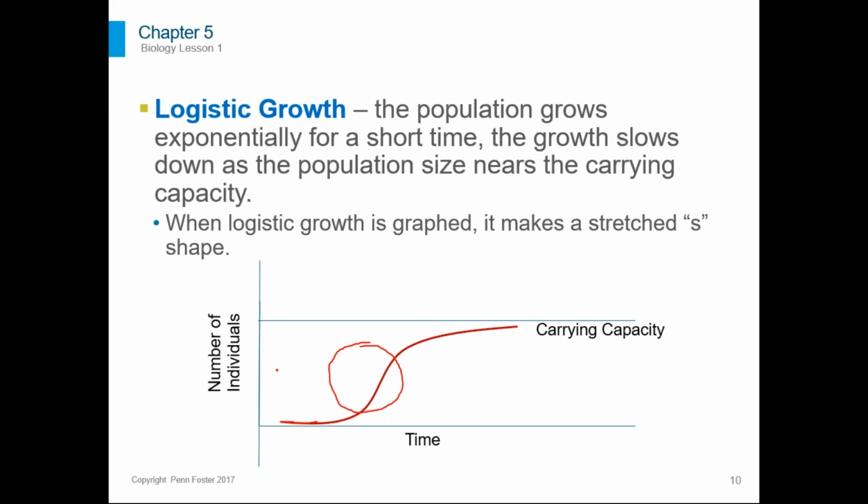The growth slows down as it reaches the carrying capacity, and the population growth then kind of stops. It may swing up and down a little bit as it stabilizes, but it remains right around the carrying capacity. And when logistic growth is graphed, it makes kind of a stretched out S shape. Okay, so you've got that curve like an S, and that's how you could tell the difference between that and exponential growth.